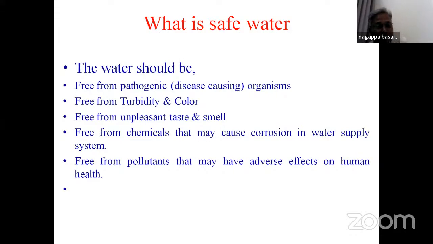It should be free from chemicals that may cause corrosion in the water pipelines or in the construction industry also. If it contains a lot of sulfate, as the sir has already mentioned, chloride and sulfate are the 2 culprits. They are going to deteriorate the cement characteristics. It should be free from pollutants that have an adverse effect on human health. It means that safe water, if you search throughout India, is not at all available.